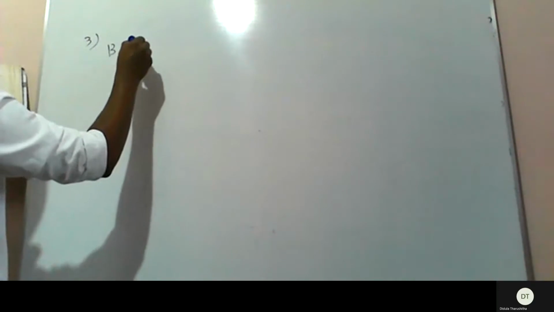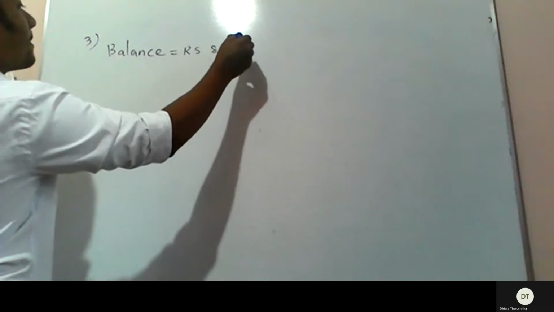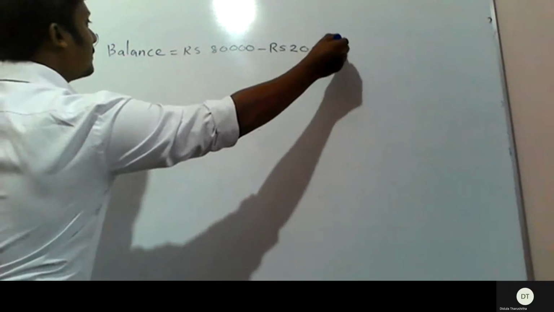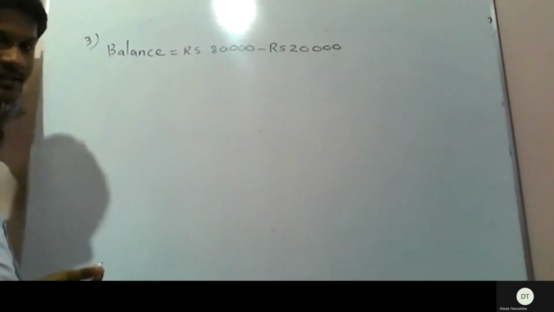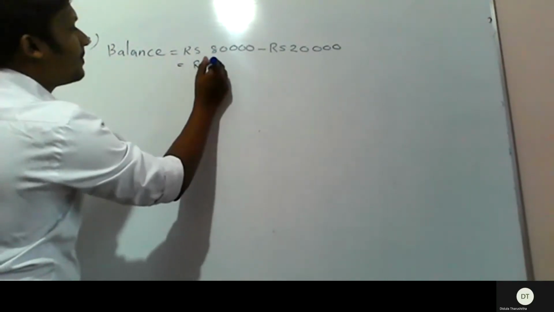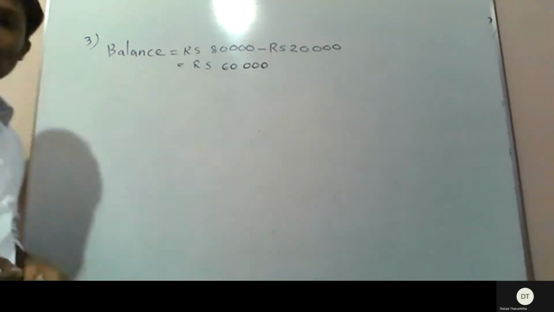Question number three, right? Then there are 12 equal payments. First, what is the balance of the value? Balance: rupees 80,000 minus rupees 20,000. This is the balance of the computer because 20,000 is the down payment. Then rupees 60,000.